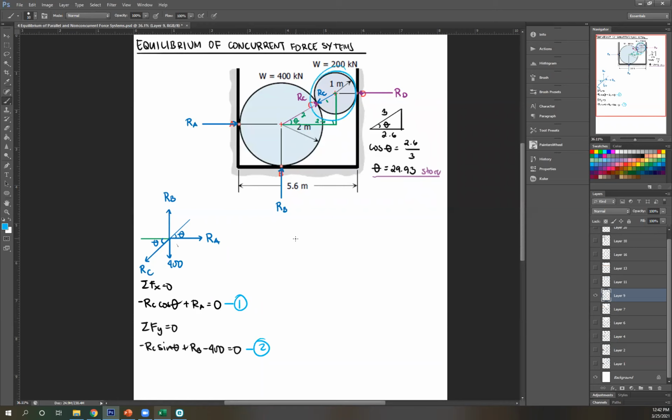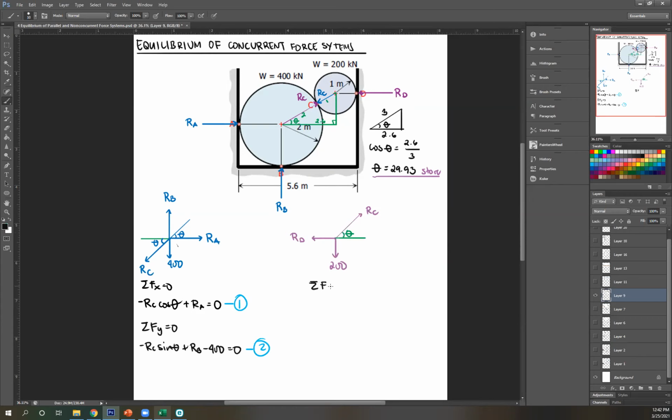Let's create a free body diagram for the smaller circle. So let's start with weight. Weight is always downward. So weight downward, 200. Next, we have your RD to the left. So RD. Next, RC. Again, we're looking for forces on the object, experienced by the object, which is this. So this is my RC. And then the angle, the same as this, is still your theta.